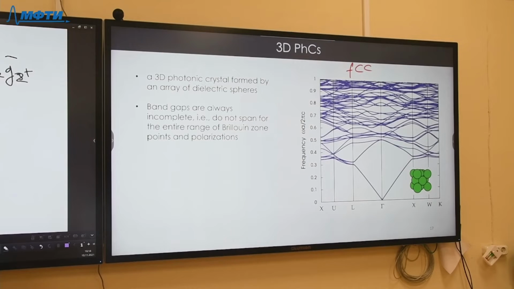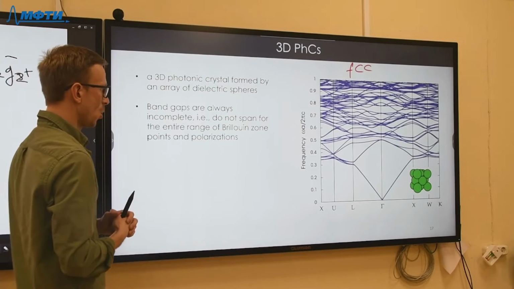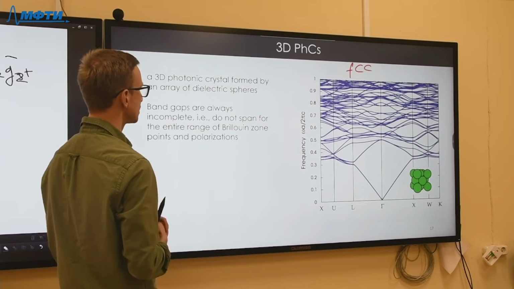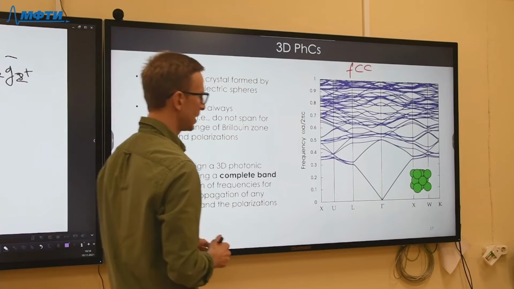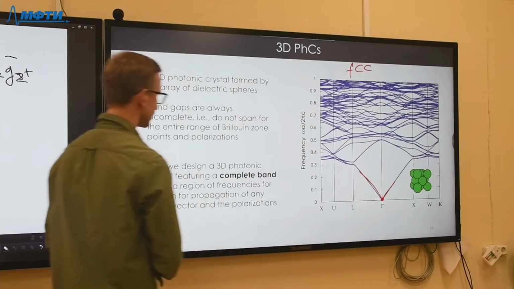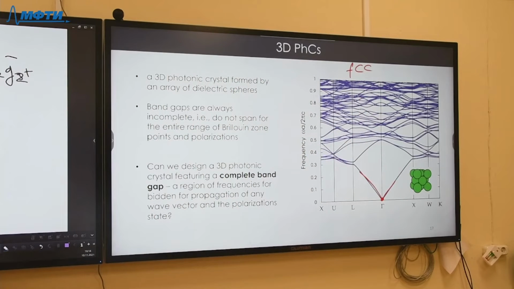And this is the typical dispersion diagram of the FCC lattice of dielectric spheres. And like I said, this is a mess. Again, dispersions originate with a linear law from the gamma point, but then it's a mess. And what you can see here is that there is no complete band gap. It's missing. There are some partial gaps, but there is no complete gap. And this is true for most photonic crystals. It is very difficult to find a system with a complete band gap, but it is possible.